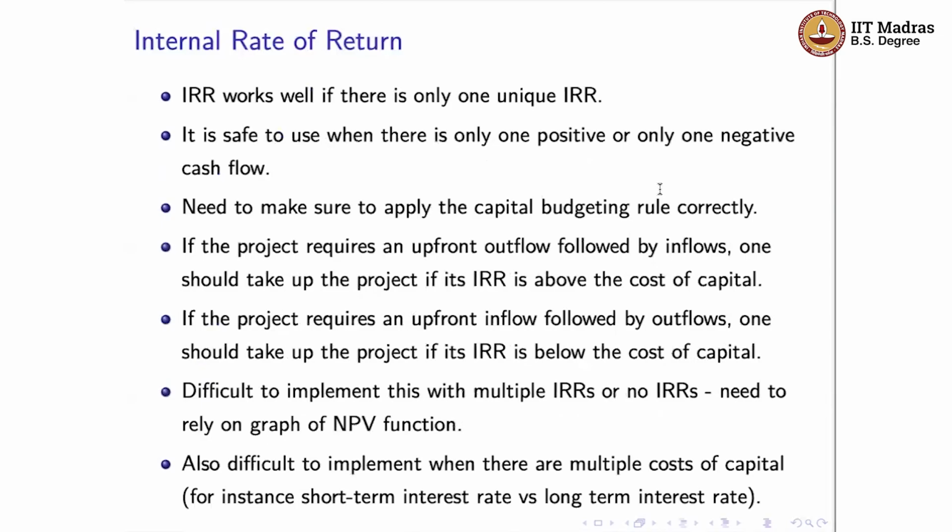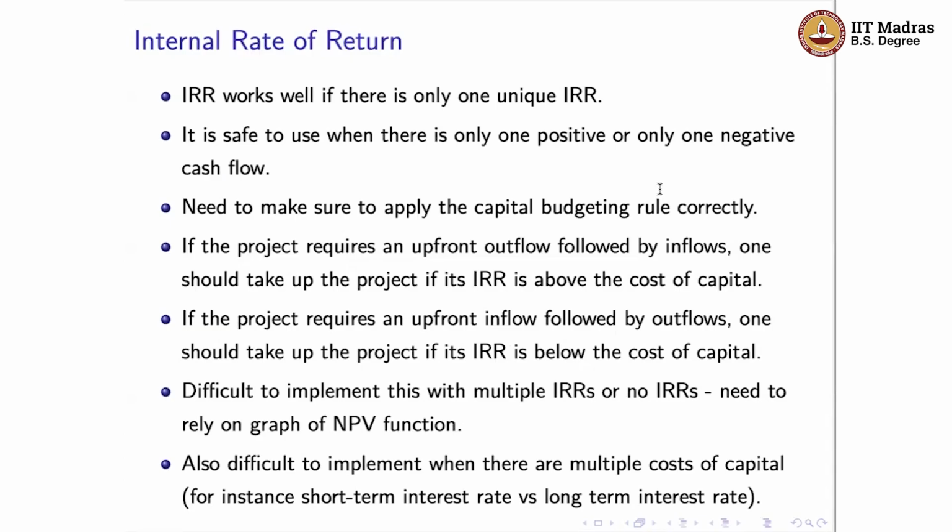So remember that if you have a negative cash flow followed by positive cash flows, then you take up the project if the IRR is more than the hurdle rate, right? Whereas if you have positive cash flow followed by several negative cash flows, then the capital budgeting rule reverses, right? Okay, so this is something to keep in mind whenever you are using it, right?